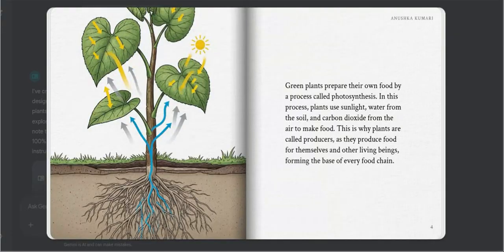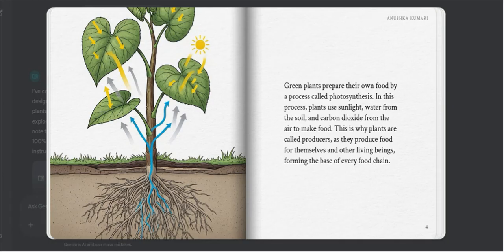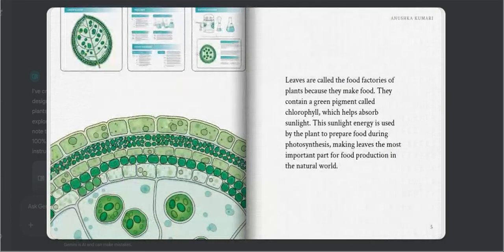In this process, plants use sunlight, water from the soil, and carbon dioxide from the air to make food. This is why plants are called producers, as they produce food for themselves and other living beings, forming the base of every food chain. Leaves are called the food factories of plants because they make food.